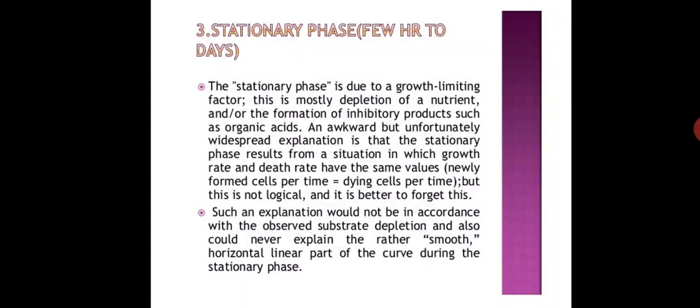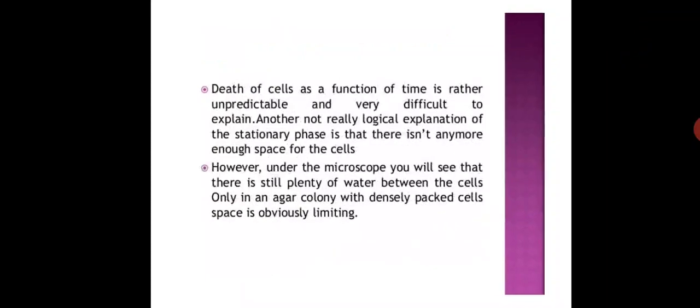So we couldn't find the cell number increasing during this stationary phase, so we see a straight line. A straight line indicates that the number of cells dying is equal to the number of new cells forming. So we couldn't find an increase in cell number. Because of that, in the graph we see a smooth straight line. This may last about a few hours.